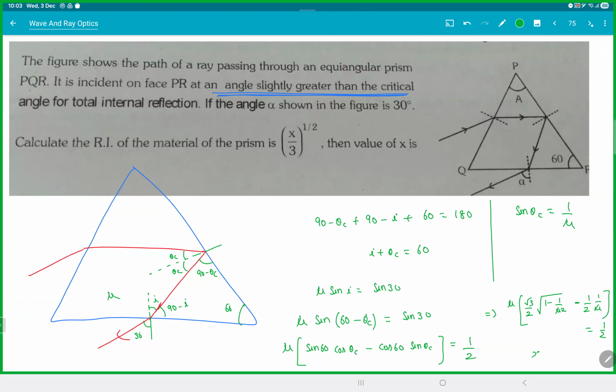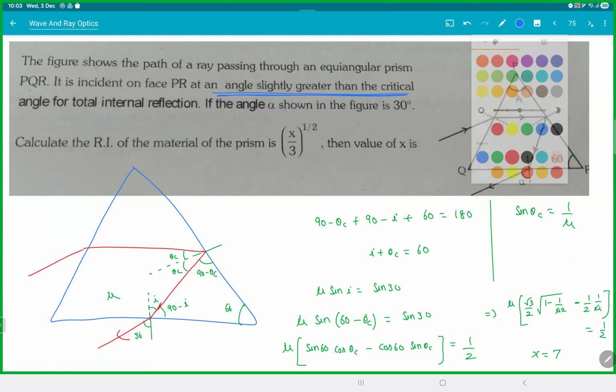Yes, solve this, you will get x is equal to 7. Clear with this? You just have to expand it there. You get the sin(a minus b), you need to expand that. Clear with this? A little bit of geometry and Snell's law, there's nothing there. That's how an integer question will be.